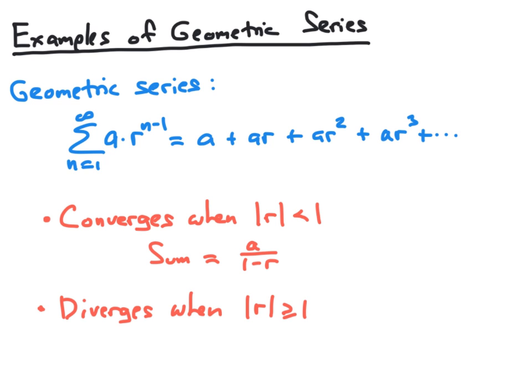So in order to determine convergence or divergence of a geometric series, we simply need to determine the value of our ratio r and determine whether it has an absolute value less than 1 or greater than or equal to 1. If it's less than 1, then we can use the formula of a over 1 minus r to actually compute the sum of the convergent geometric series.